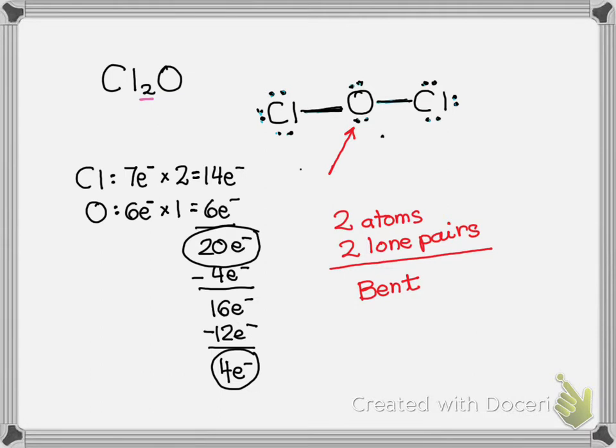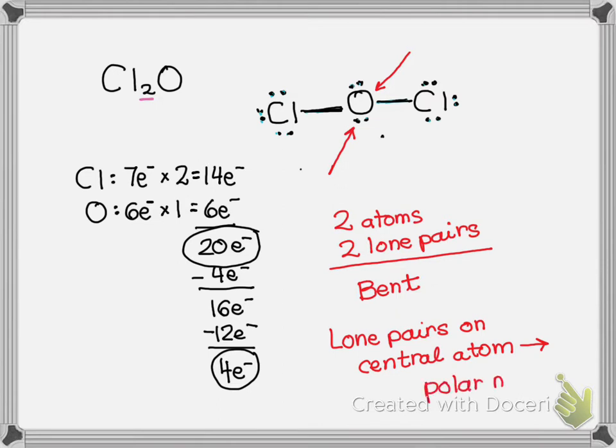Now, to decide if the molecule is polar or not, there's a couple questions that we ask. The first question I always ask myself, looking at the central atom, is are there lone pairs? Lone pairs on a central atom make that molecule polar. And so I don't ask the other questions that have to do with the surrounding atoms. It's discussed in the polarity video, but I can just stop here. Lone pairs on the central atom make a polar molecule.